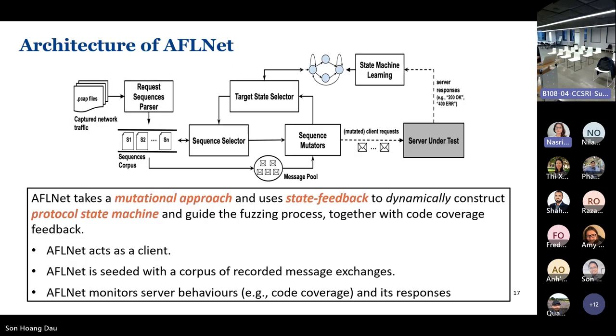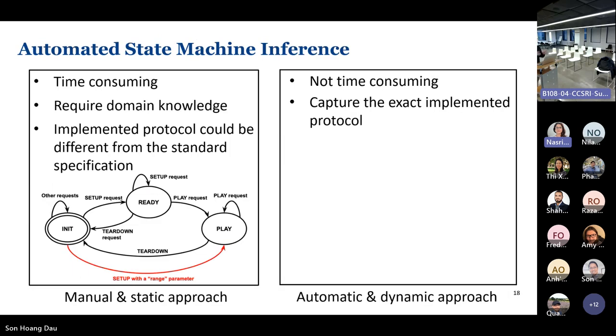With this list of components, I would like to spend a few minutes to talk about state machine learning, or state machine inferencing, because this is one of the core contributions of the work. Why did we decide to do this in a fully automated way? Because compared to other approaches like manual or static approaches to infer the state machine, these are time consuming. Normally, it requires domain knowledge from the developer to write the state machine manually. And more importantly, the implementation of the protocol might not be exactly the same as the specification.